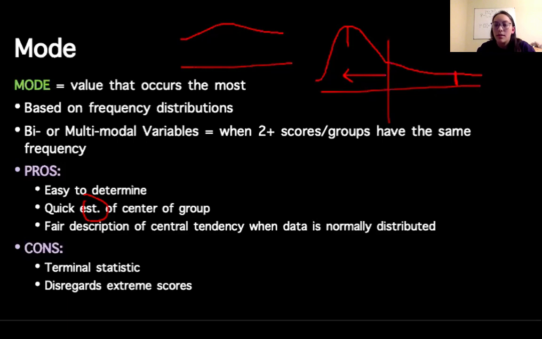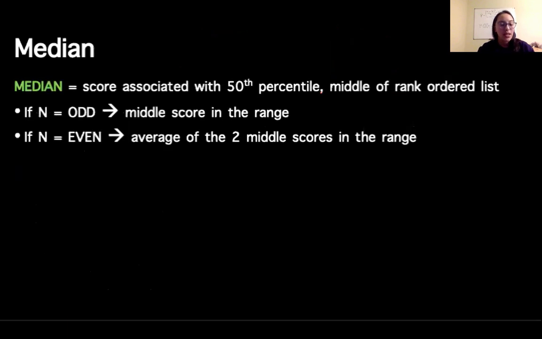Any questions on the mode? Cool stuff. Okay, so the median is the middle number. It is in the middle of the distribution. Thus, we would expect it to live at the 50th percentile. Okay, and it's important to remember that the median is rank ordered. So you list values from small to large, and then you pick the middle number out, right?